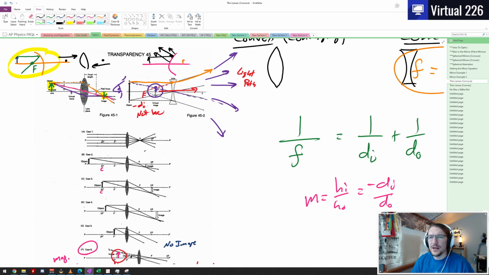One final note: sometimes you'll see this, sometimes you won't. When we look at the double convex, we showed how the light came through it, and it technically is bending once and then bending twice. For the double concave, it's technically bending twice as well. It's bending away and then bending away again, and we'll talk about why that is later.